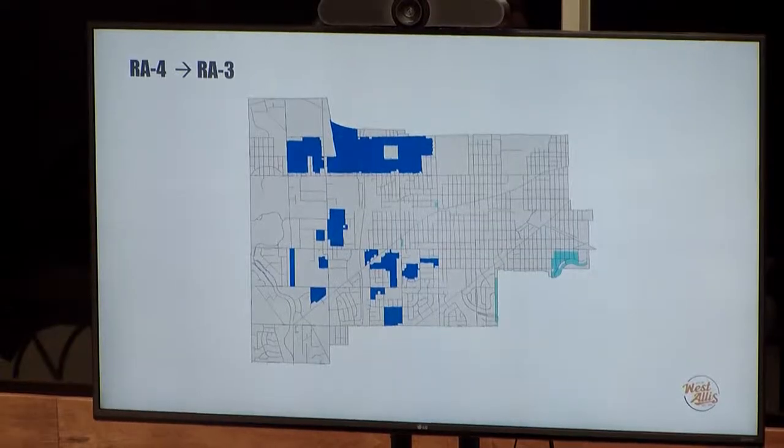It's really just in the southeast corner of the city, pretty much. There's actually a couple of random spots in the middle that are also zoned RA4. We're going to be merging that into the RA3 district.